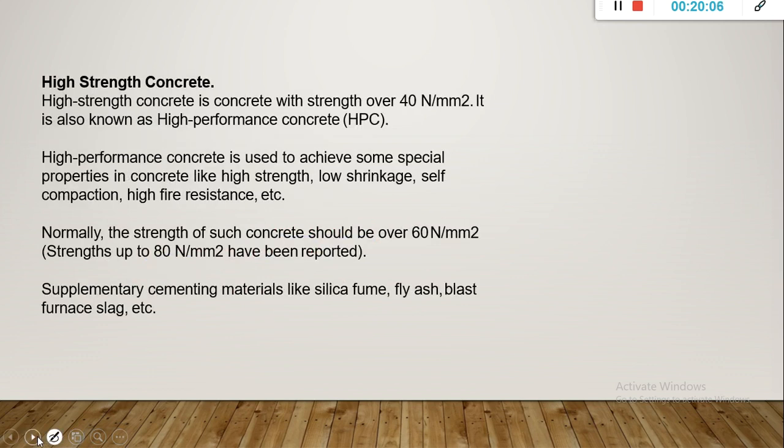Then high strength concrete is a concrete with strength over 40 newton per mm square. It is also known as high performance concrete, used to achieve some special properties like high strength, low shrinkage, self compaction, high fire resistance, etc.